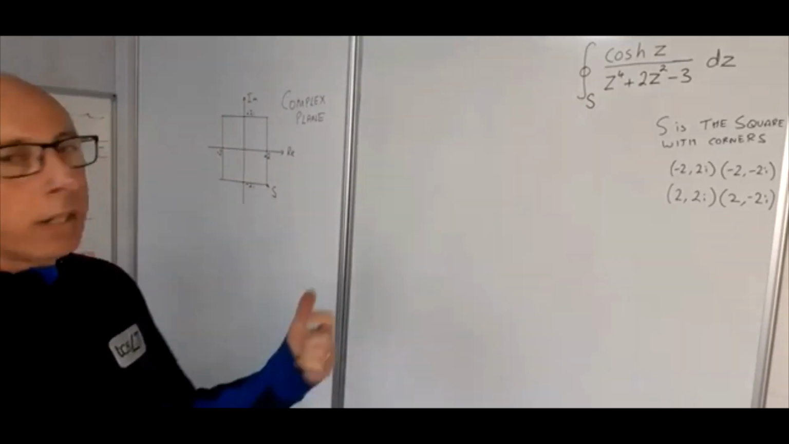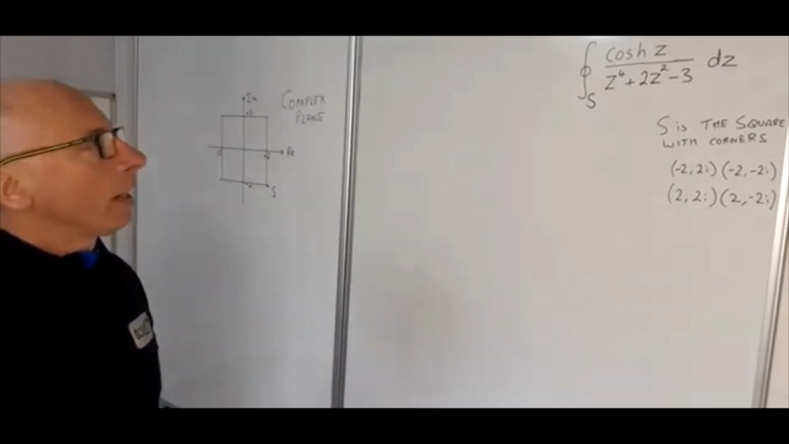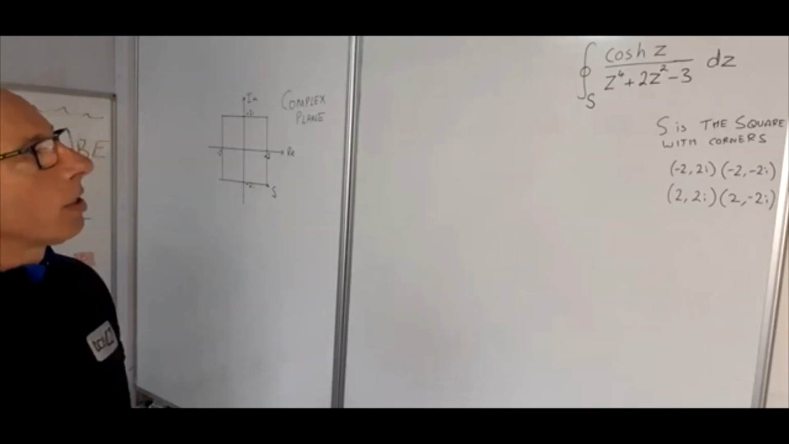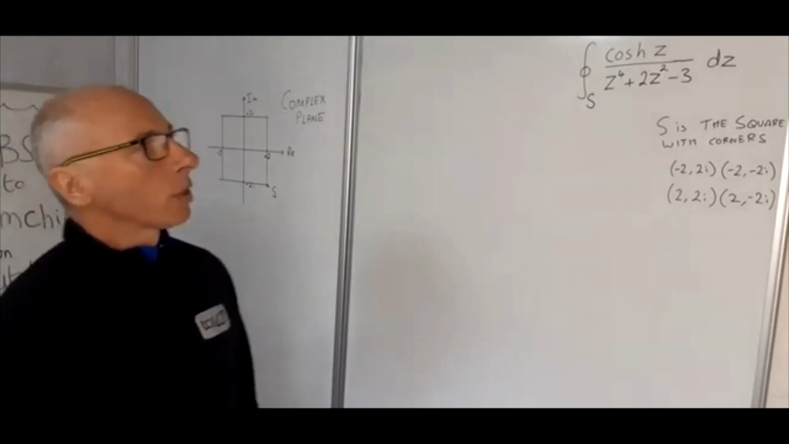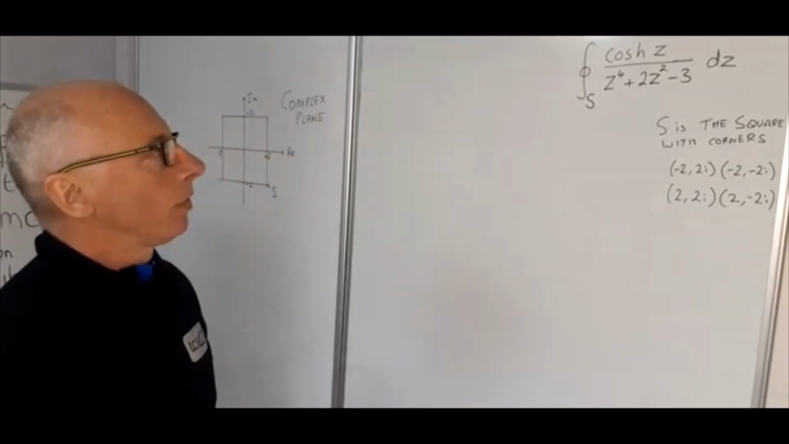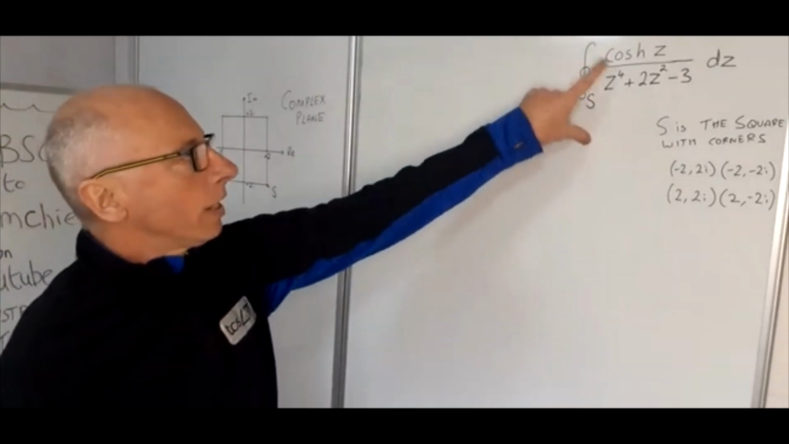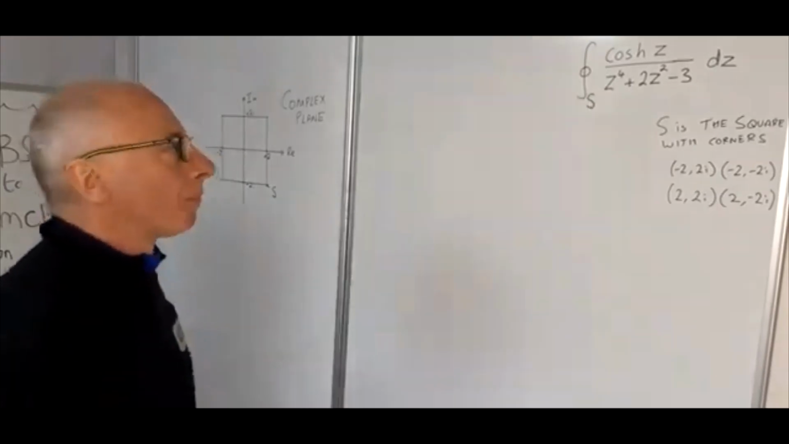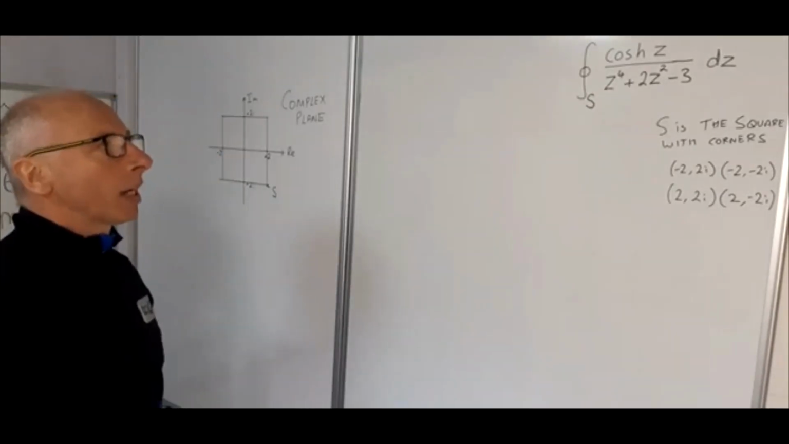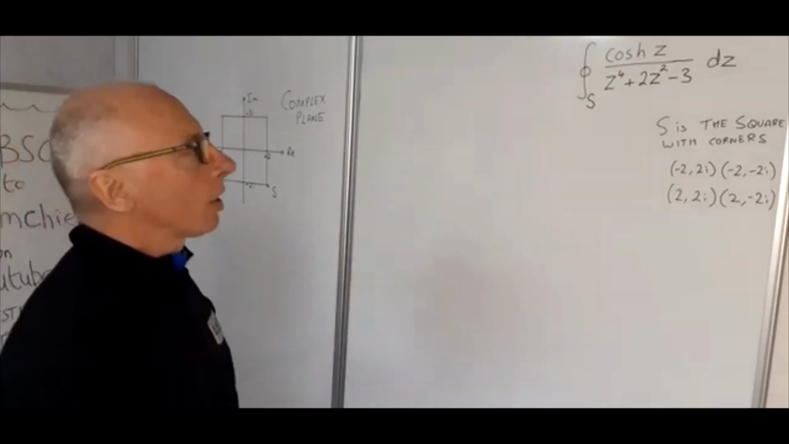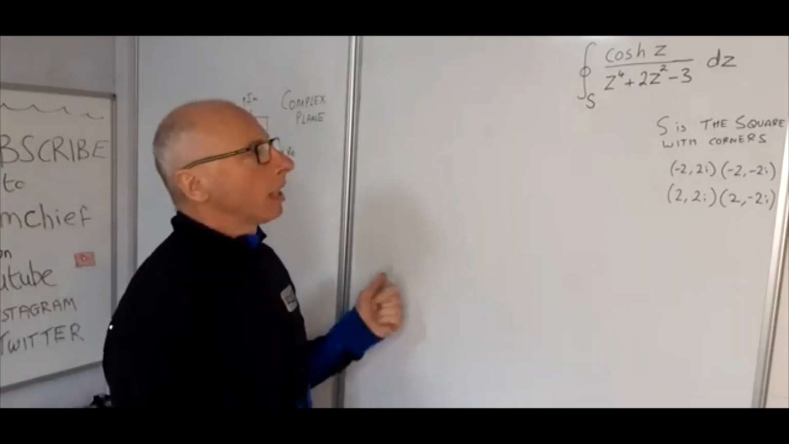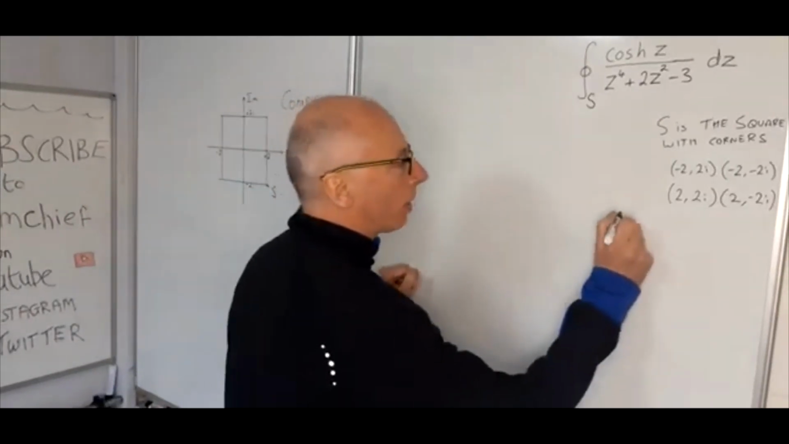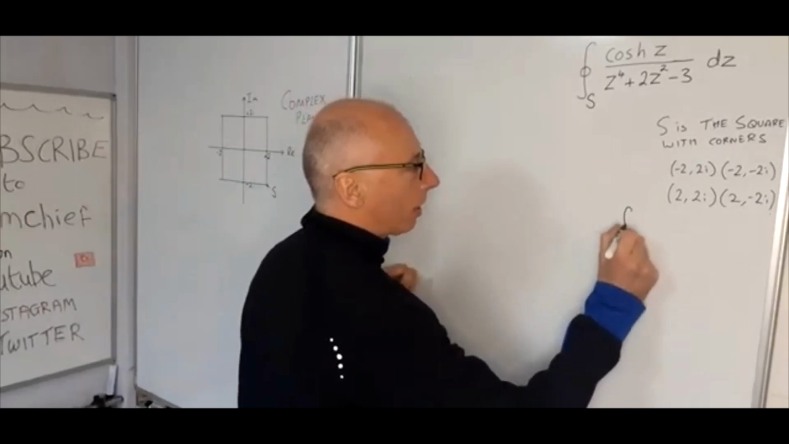So where do we start with this integration? To just integrate this like it was a real valued function would be really complicated, with the hyperbolic cosine and this polynomial in the bottom. But with complex numbers, we've got a thing called Cauchy's residue theorem. Now Cauchy's residue theorem is written like this.